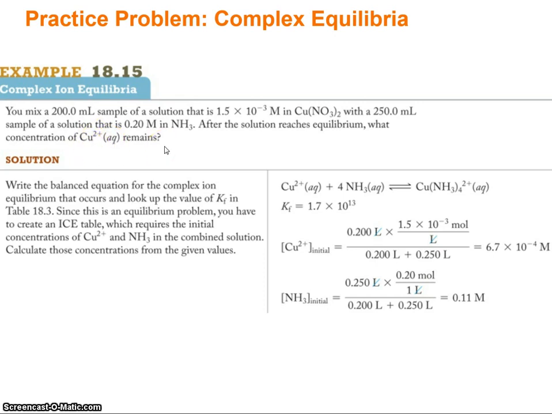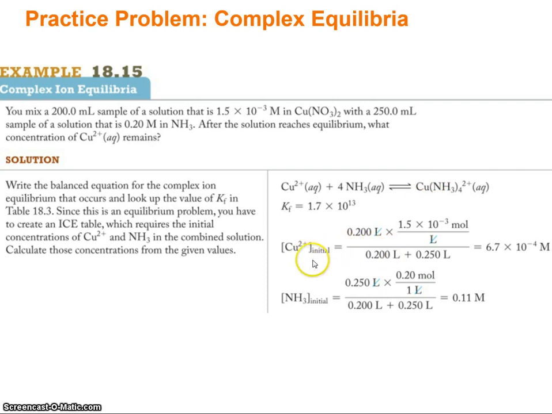Right, so same setup as we did with any of our equilibrium problems. We're going to start off with a balanced chemical equation. Here it's copper 2 plus plus 4 NH3 goes to the copper ammonia complex, and it's got a Kf of 1.7 times 10 to the 13. This is a large number. This product is favored. Right.